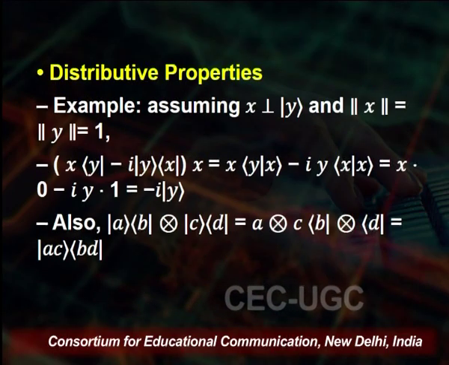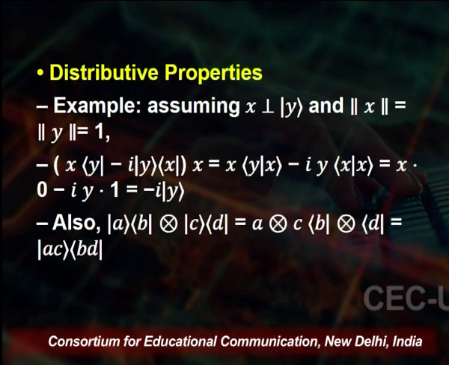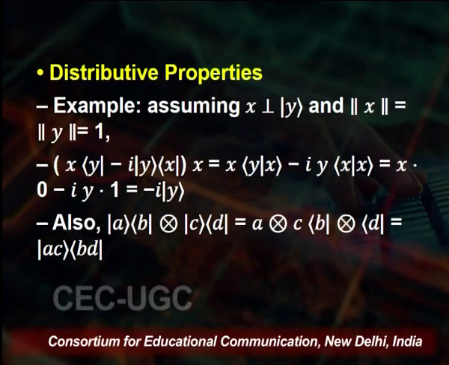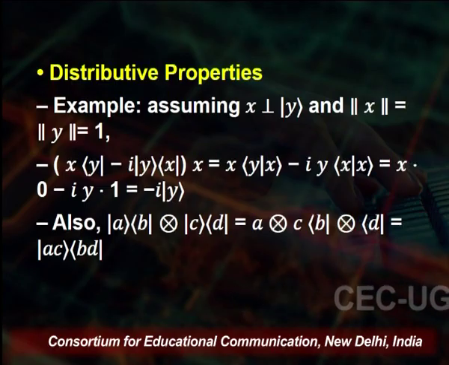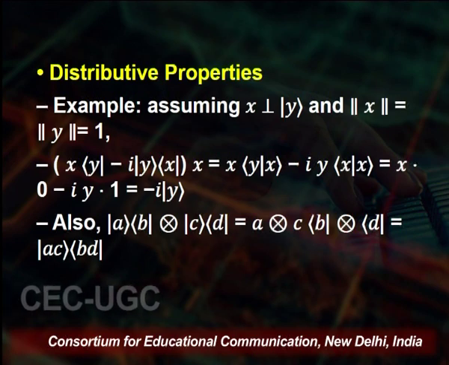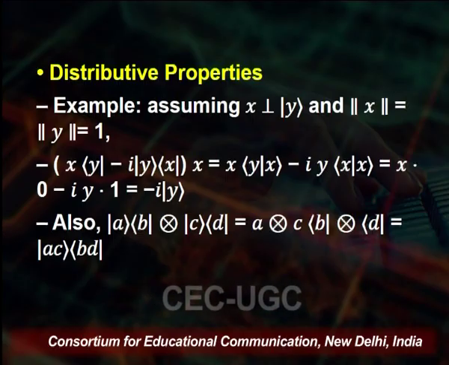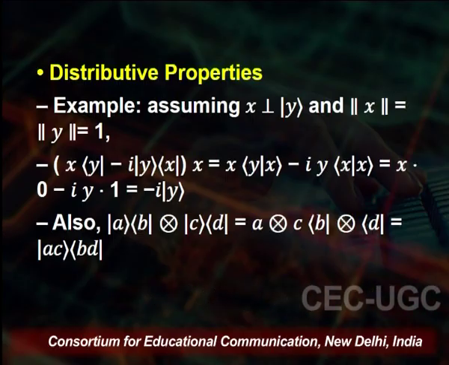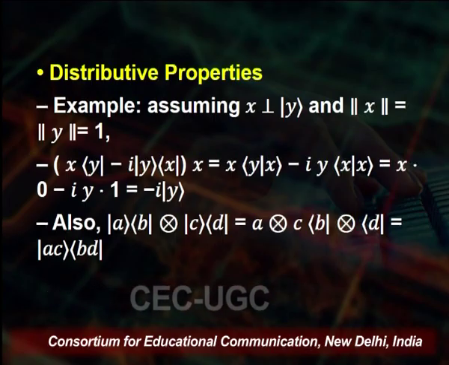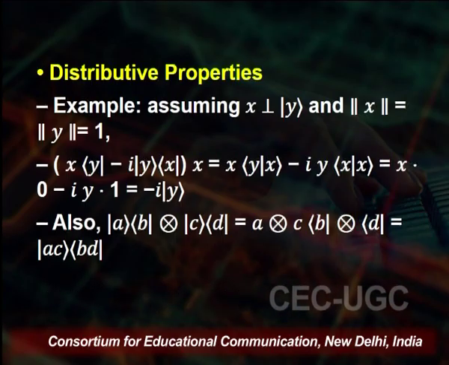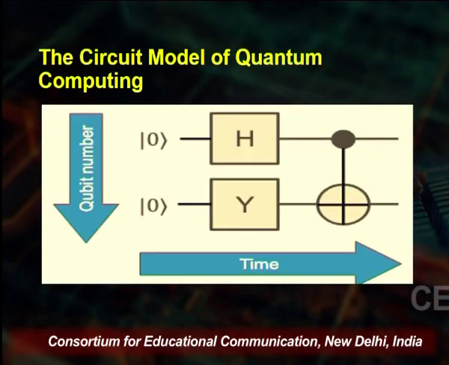Then we can see distribution properties. For example, assuming now x and y, and x mod y mod is equal to 1. If this equation holds, then we are having x into 0 minus I y. If we talk about the distribution property, then finally we have the last equation. You can see (a b)(c d), that is a tensor multiplication, is equal to a into c, b into d, which is equal to ac bd.